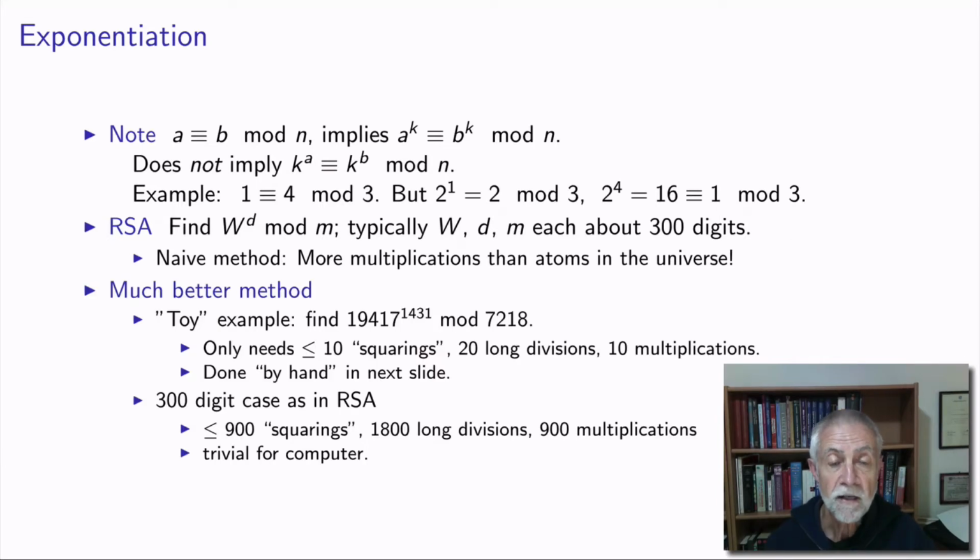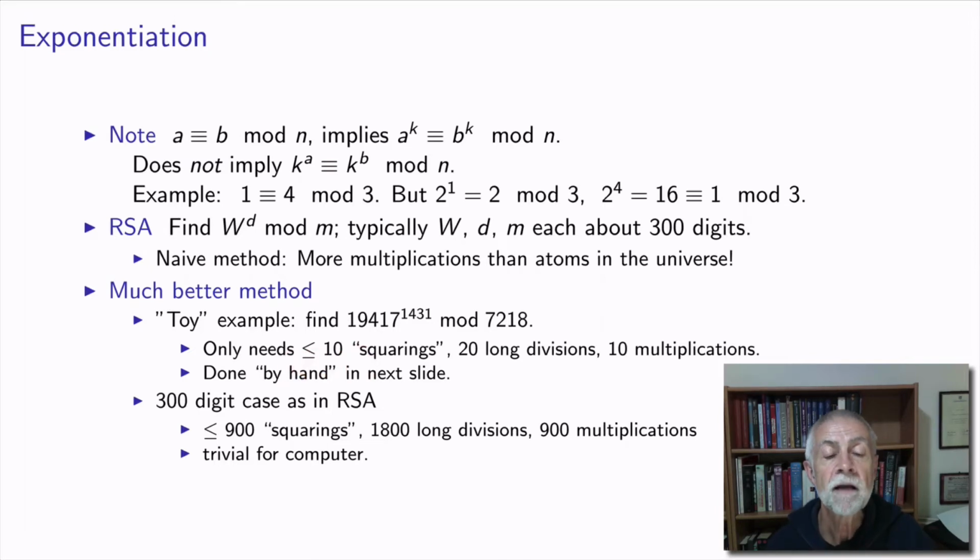So let's just take a toy example, which we'll calculate in the next slide. Take 19417 to the power 1431 and take it modulo 7218. Even that would involve, if we were going to be naive about it, 1,431 multiplications. However, what we'll find is that you can do this calculation with no more than 10 squarings, multiplying the same number by itself, about 20 long divisions and 10 multiplications. And we're going to, in fact, do this by hand in the next slide.